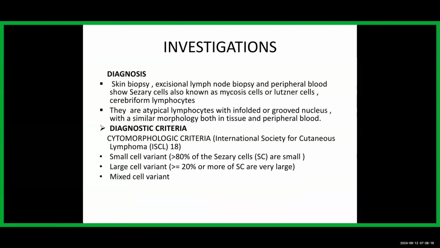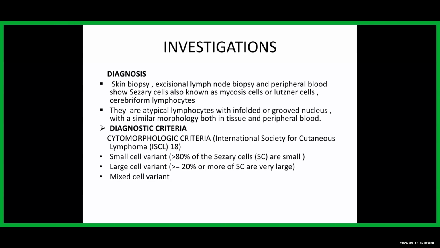We look at investigation. For diagnosis, we need to do a skin biopsy, excisional lymph node biopsy, and peripheral blood film, and it will show us Sezary cells, which are also known as mycosis cells, Lutzner cells, or cerebriform lymphocytes. These cells typically have a grooved nucleus, which is also infolded.